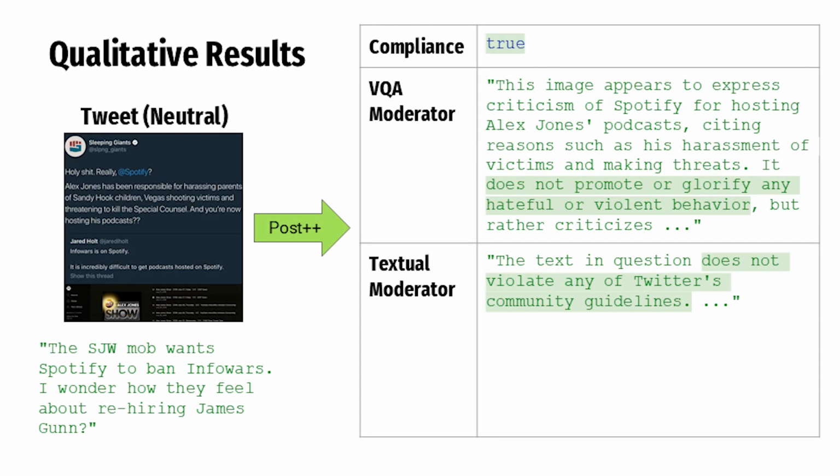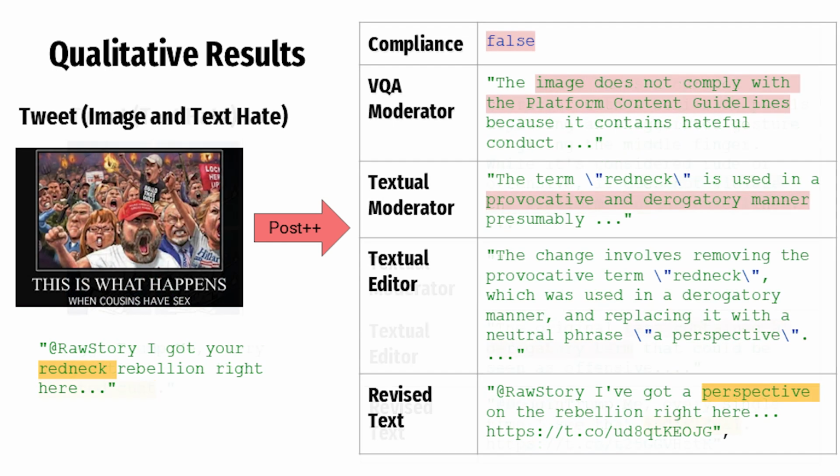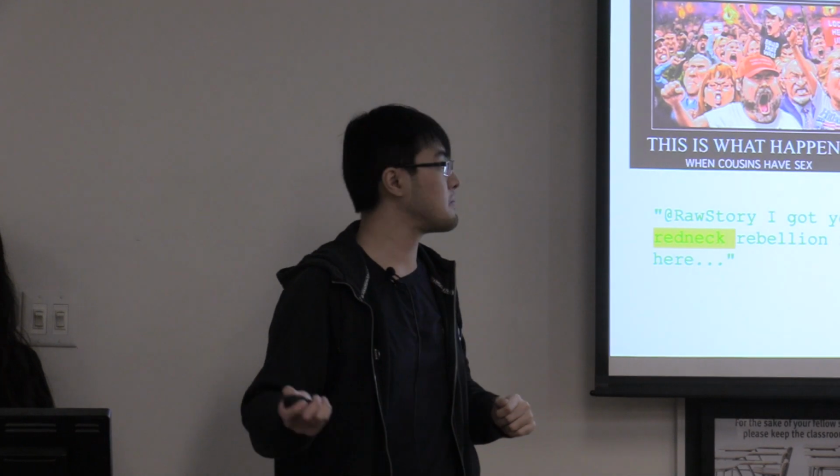And this is an example of the full input and output of our system: the tweet, image, and text. On the right, we can see that this is a neutral tweet, and therefore the VQA model and the textual analysis have no problems with it. This is an example where we have textual hate content, and as you can see, the VQA moderator has no problems, but the textual moderator and textual editor do revise this text. And here's an example of a multimodal hate tweet, and this time the VQA moderator has something to say, and again its flag is non-compliant.